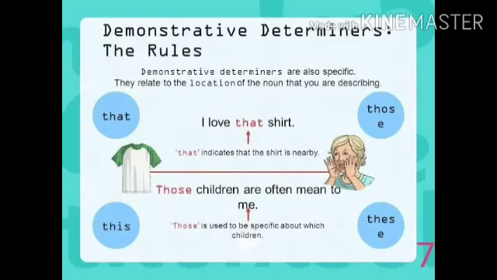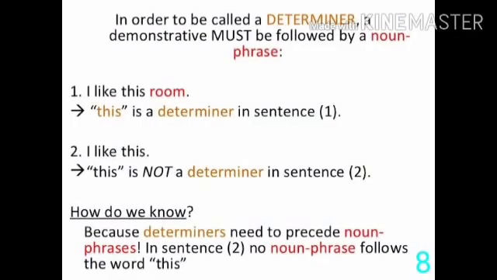Now let's look into some of the exceptions of determiners. We need to pay attention that in order to be called a determiner, a demonstrative must be followed by a noun phrase such as I like this room. This is a determiner in sentence 1. Let's look into the next example. I like this. This is not a determiner in sentence 2. So, how do we know whether a demonstrative word is a determiner or not? Because determiners need to precede a noun phrase. In sentence 2, no noun phrase follows the word this.